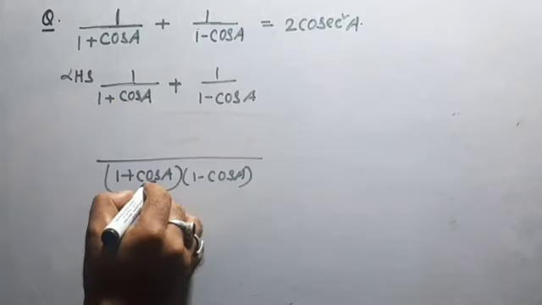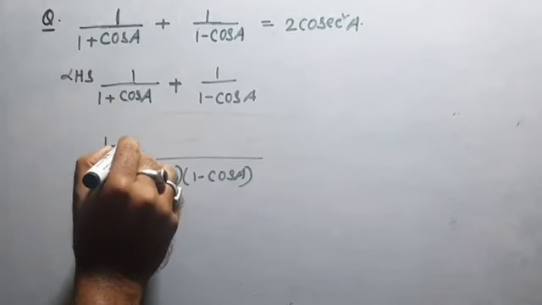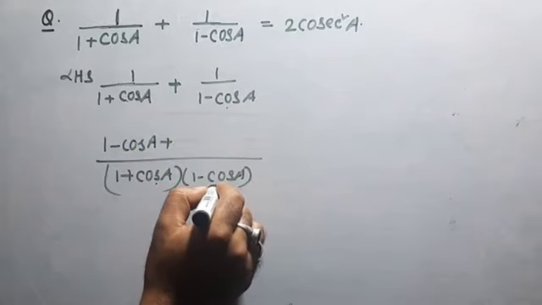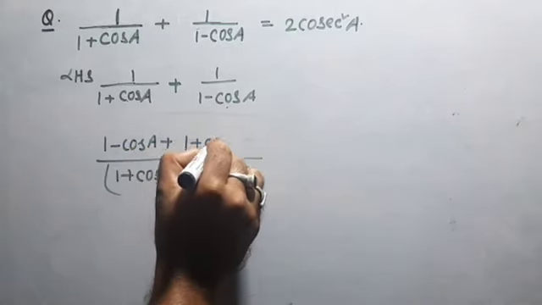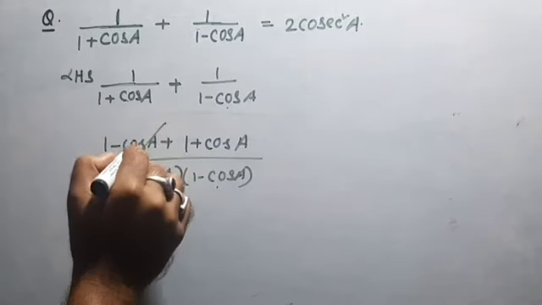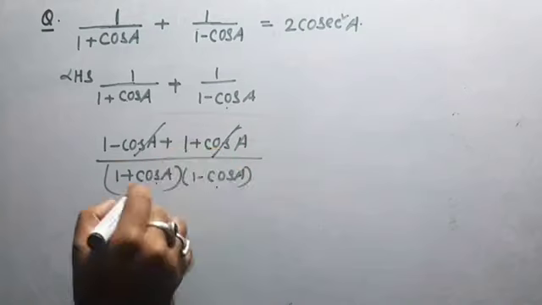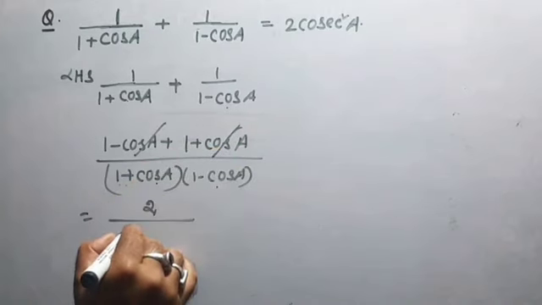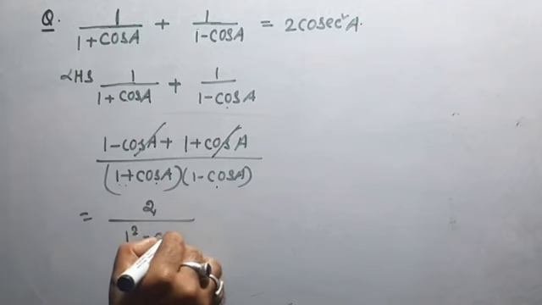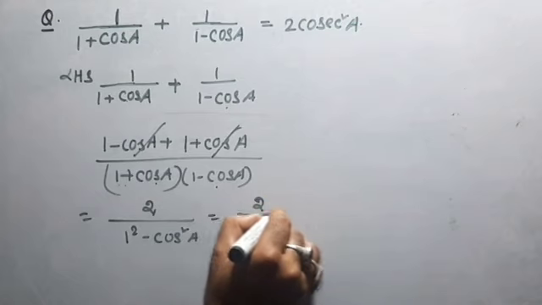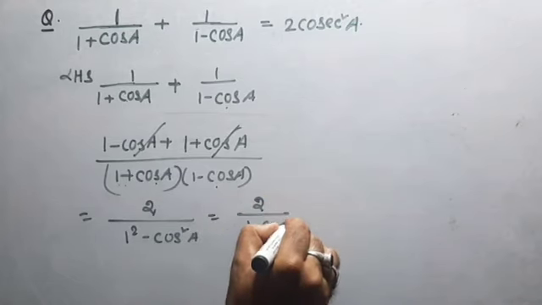So here 1 plus cos a cancel. So here you have 1 minus cos a, and 1 minus cos a, plus 1 plus cos a. So you have minus cos a and plus cos a cancel. So 2, and this is a plus b and a minus b, so 1 square minus cos square a, the a square minus b square form. So this is 2 by 1 minus cos square a.